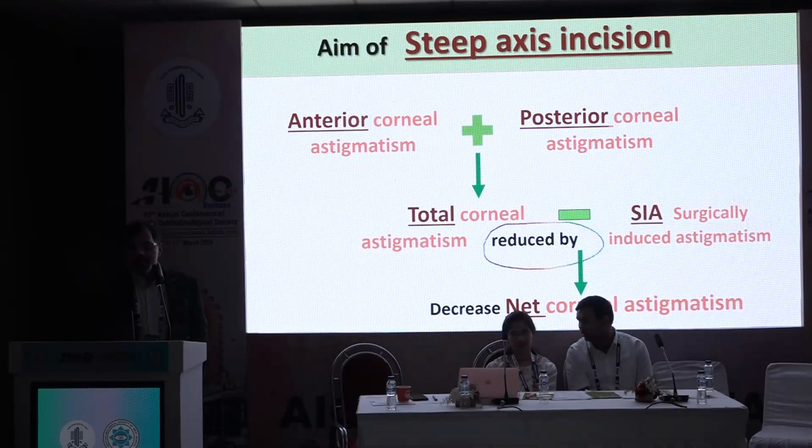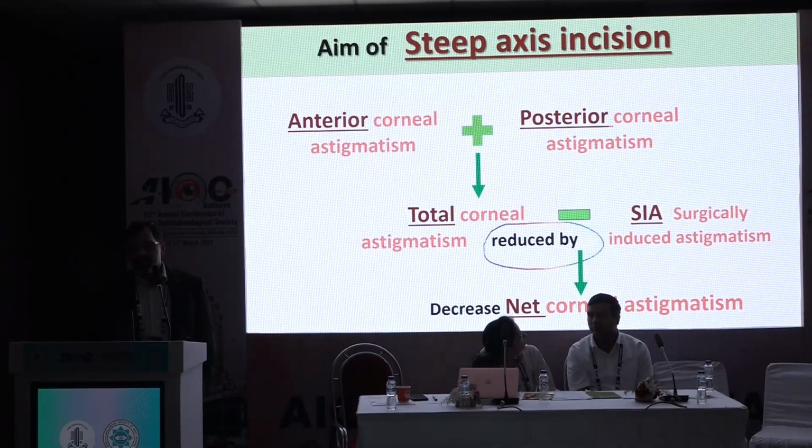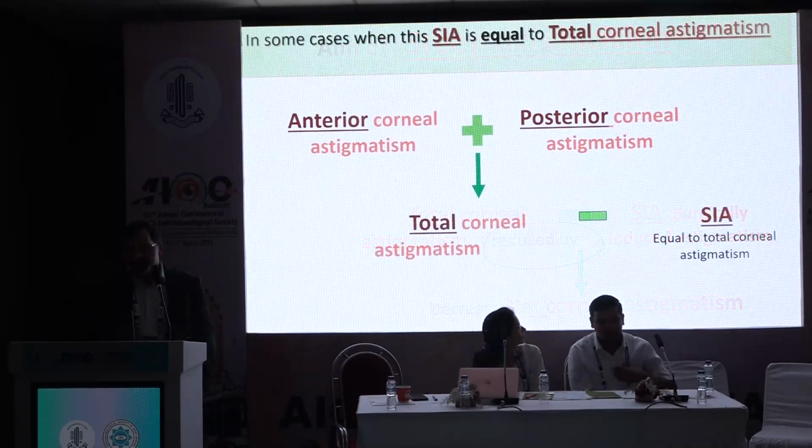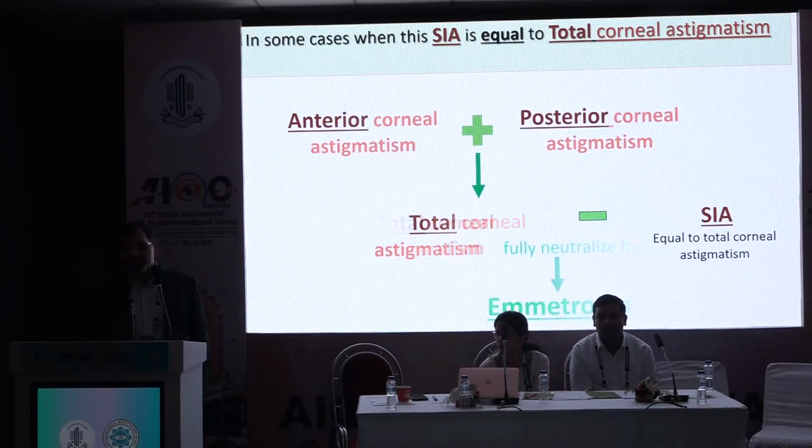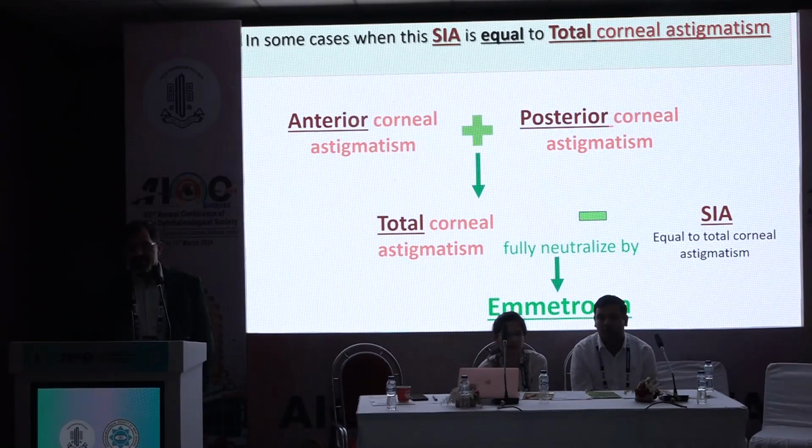And sometimes the patient can't afford the toric lens, and surgeons who are not implanting the toric lens can correct or reduce the astigmatism by taking an incision on the steep axis. If the SIA of your incision is similar to the total corneal astigmatism, you will get emmetropia. So here the SIA is decreasing the total corneal astigmatism.